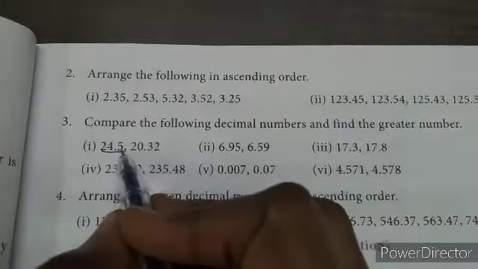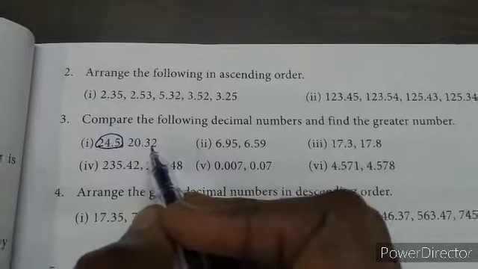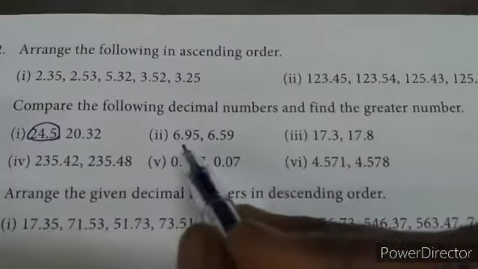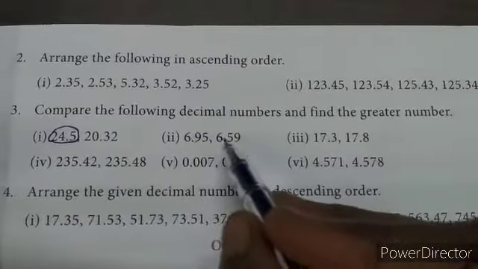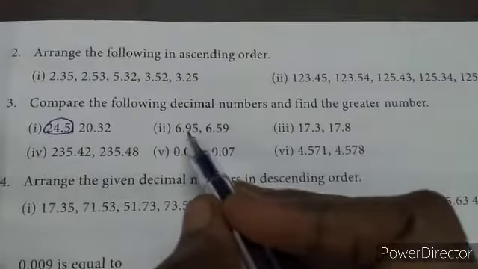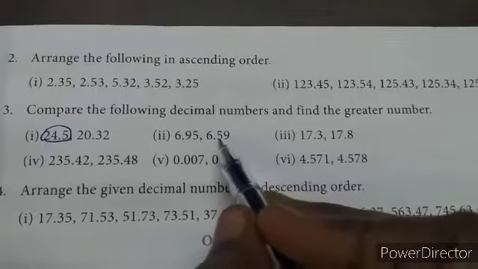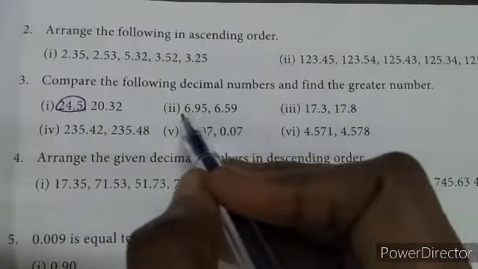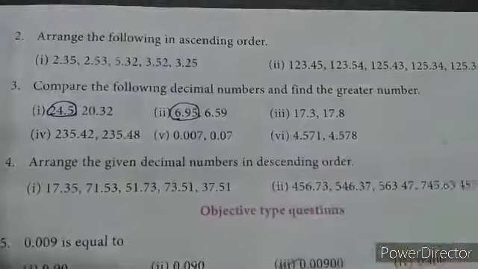So 24.5 is greater than 20.32. Next, 6.95 and 6.59. The 6 is the same. Let's move to the tenths place. Here it is 9 and here in the tenths place it is 5. So 6.95 is the greater number.